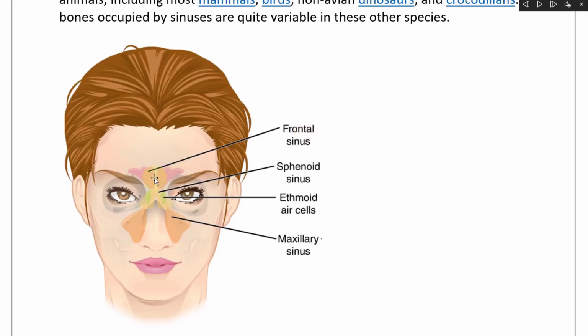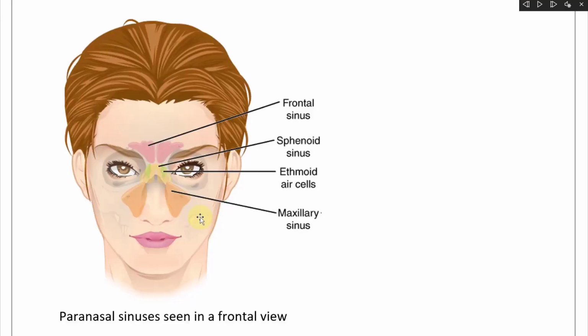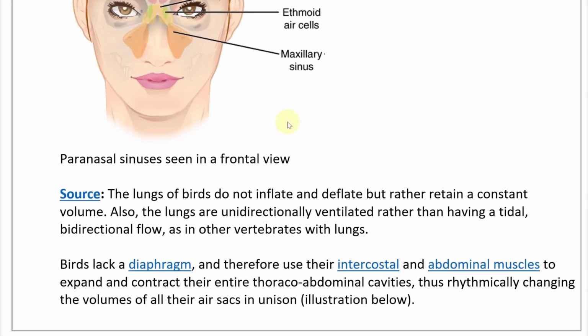The frontal sinus, there's the pair, and then the sphenoid sinus over here, and then you have the ethmoid air cells, those cavities there. Then there's the maxillary sinus at the bottom over there. All right, let's continue further.